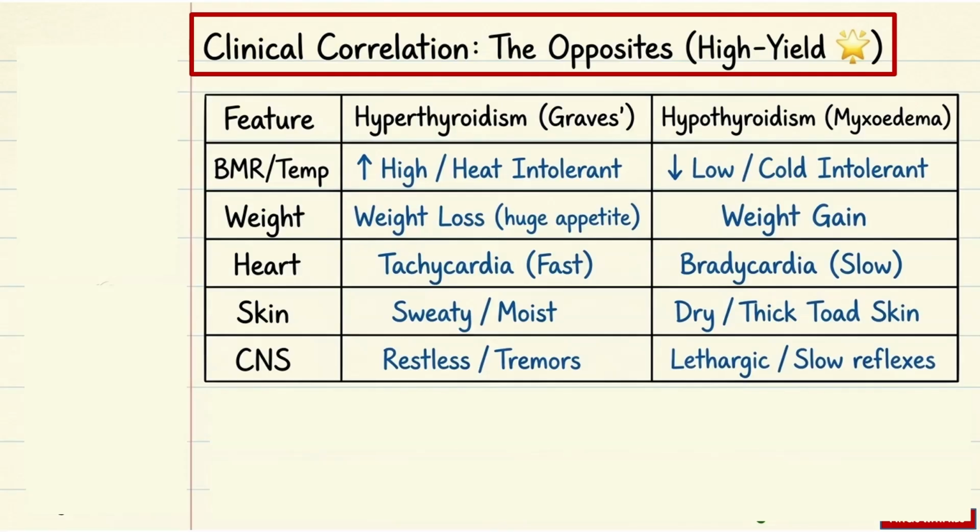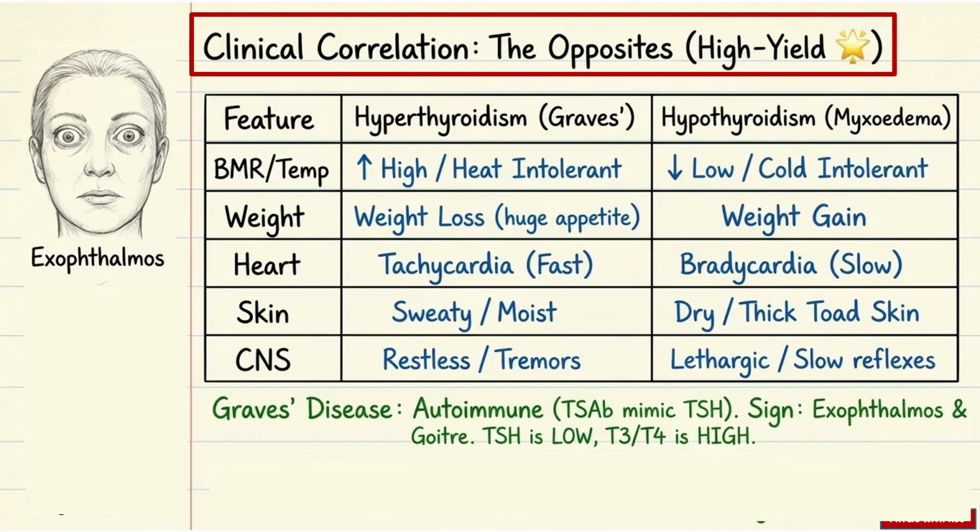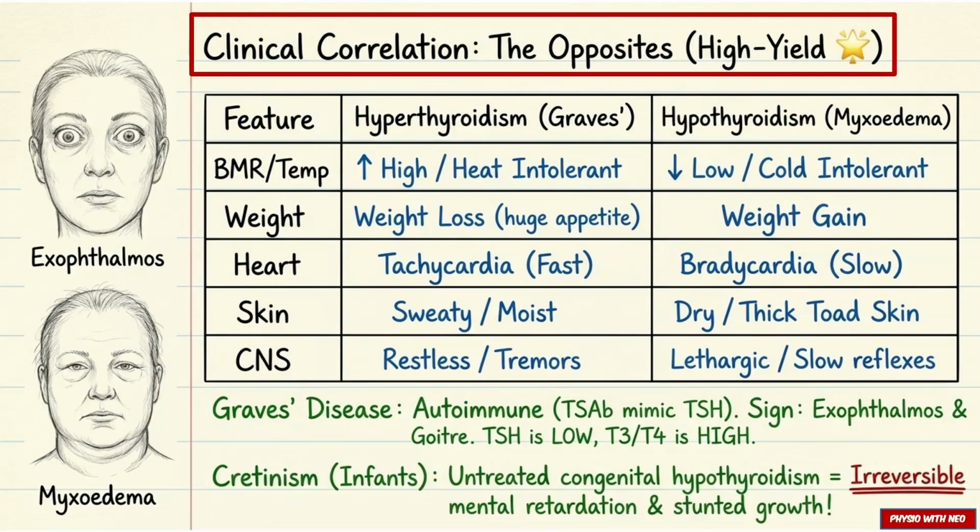The example of hyperthyroidism is Graves' disease. It is an autoimmune disease where antibodies mimic thyroid stimulating hormone. The signs include exophthalmos and goiter. The example of hypothyroidism is myxedema in adults, whereas cretinism in infants. It is untreated congenital hypothyroidism, causing mental retardation and stunted growth.